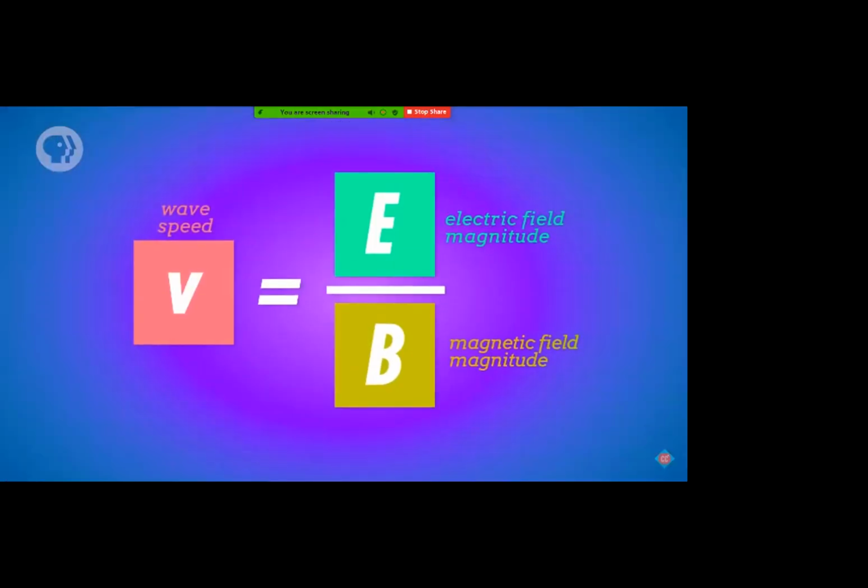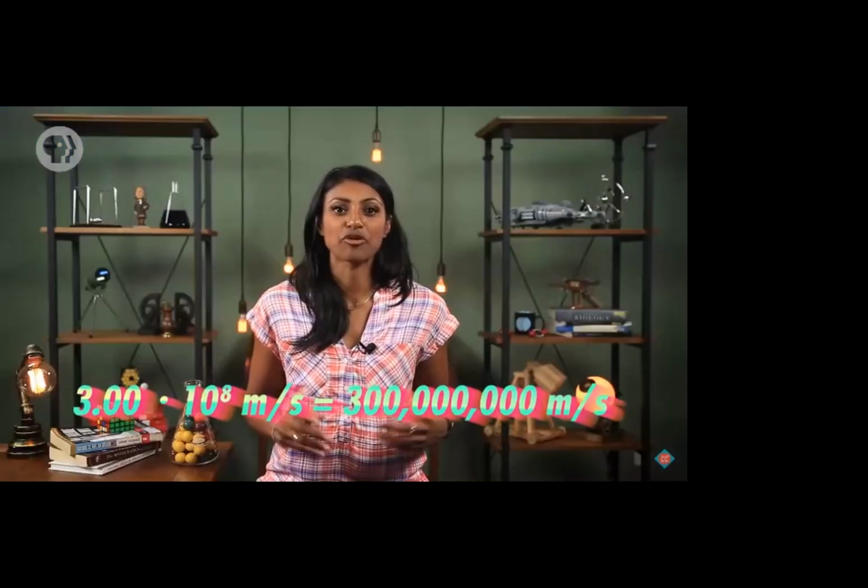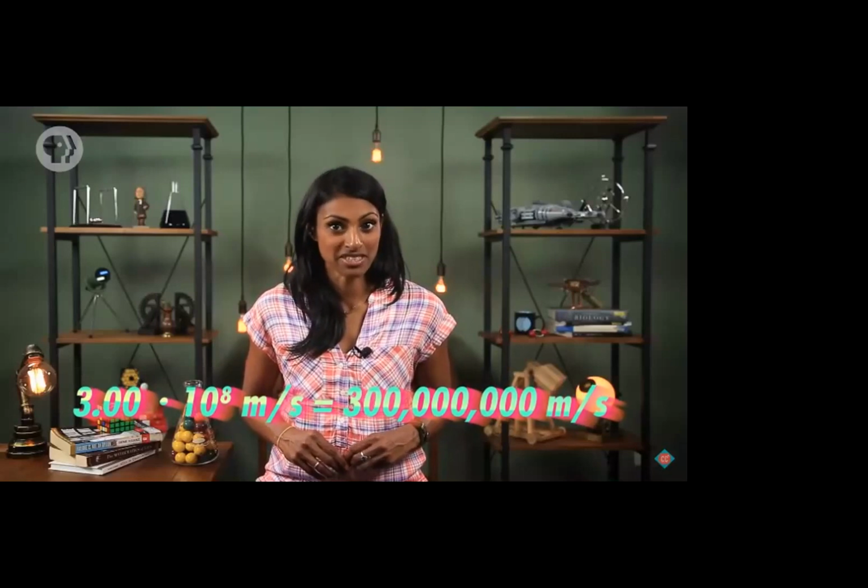And how fast do these waves travel? Maxwell calculated that the speed of each wave is equal to the electric field's magnitude divided by the magnetic field's magnitude. This equation simplifies down to an equation with two constants, the permittivity of free space for electric fields, epsilon naught, and the permittivity of free space for magnetic fields, mu naught. And this speed works out to be 3.00 times 10 to the 8th meters per second.